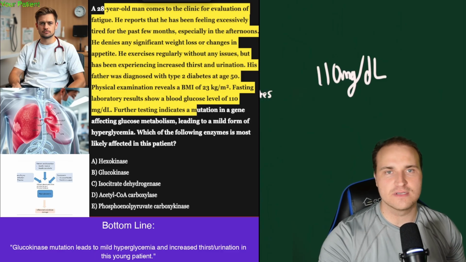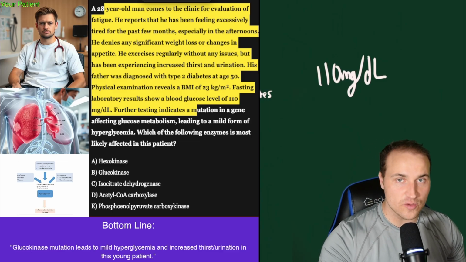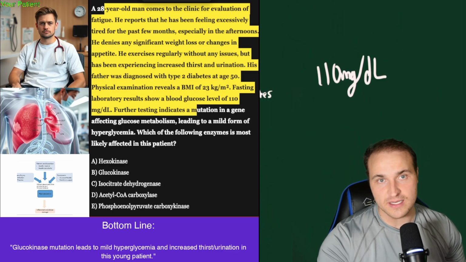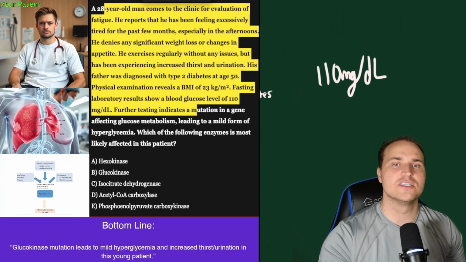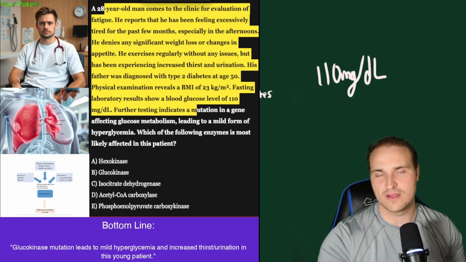That's stable and often asymptomatic. And he's a young, non-obese patient. That suggests that it's not type 2 diabetes. There's a family history that suggests that it's autosomal dominant maybe. And then maybe there's a gene affecting the glucose metabolism in there. We think of the enzymes that are affecting this, like glucokinase is one of them.